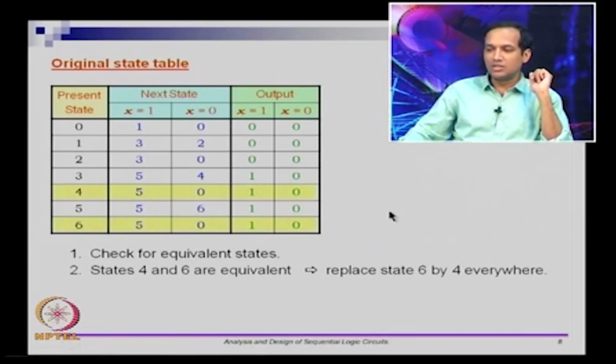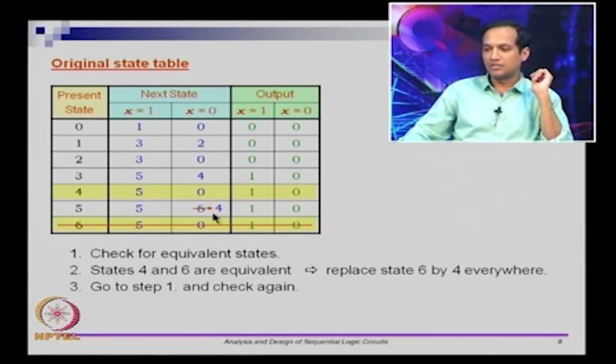These two states are doing the exact same action, so I can get rid of one of them. I will get rid of state 6, and wherever I see a transition to 6, let us see the table here. From state 5 on input 0 I am transitioning to 6, but I said 4 and 6 are equivalent. Wherever I see a 6 I will put a 4. So I will go and make that 4.